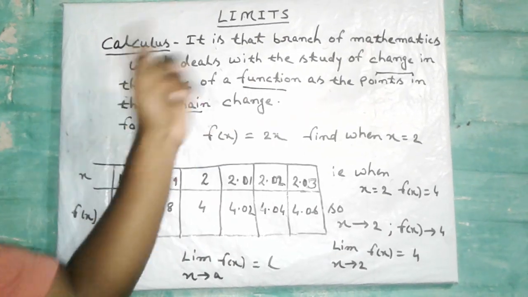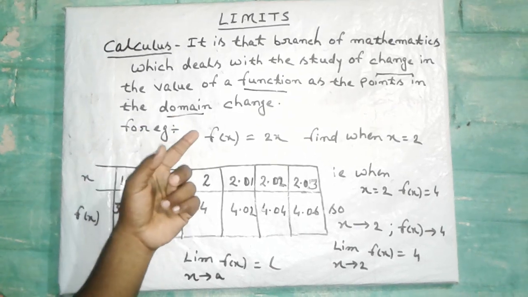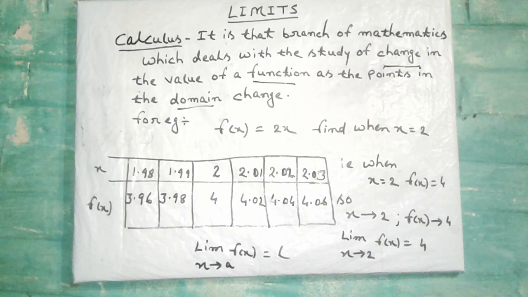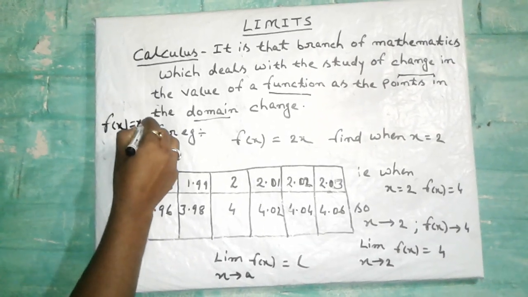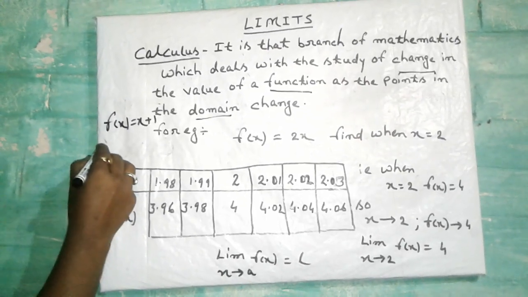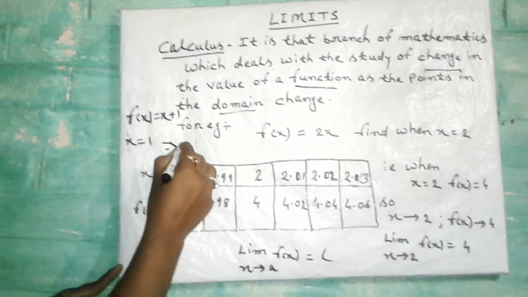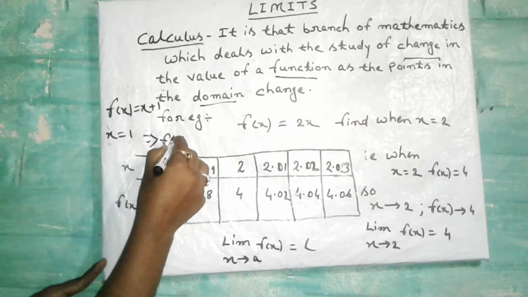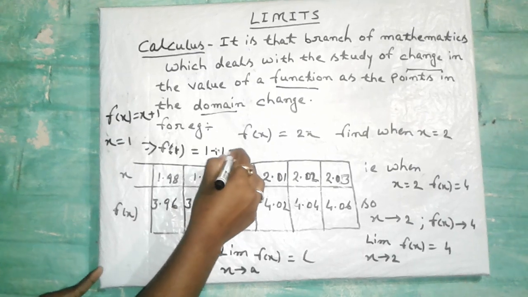To understand this definition, we have to know about domain, and this is there in relations and functions. So let's see one example. Say f(x) is equal to x plus 1. This is a function. If I take x equal to 1 and put it in this function f(x), I will get f(1) is equal to 1 plus 1, that is 2.